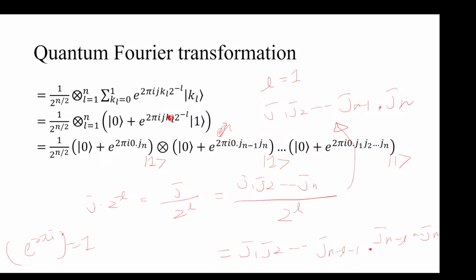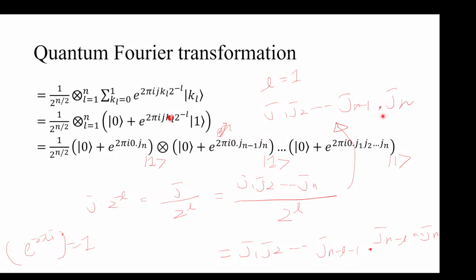Okay, and so this is j1, j2 to jn minus 1 part, which doesn't matter, and so you only have e to the 2 pi i, and the only important part is e to the 2 pi i times this 0.jn. Because for the integer part, e to the 2 pi i times any integer is just equal to 1.